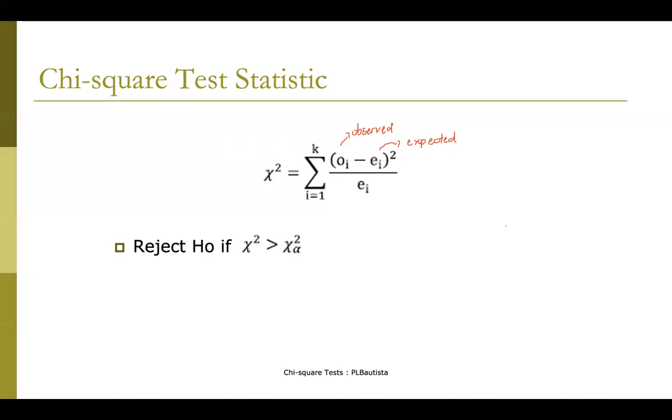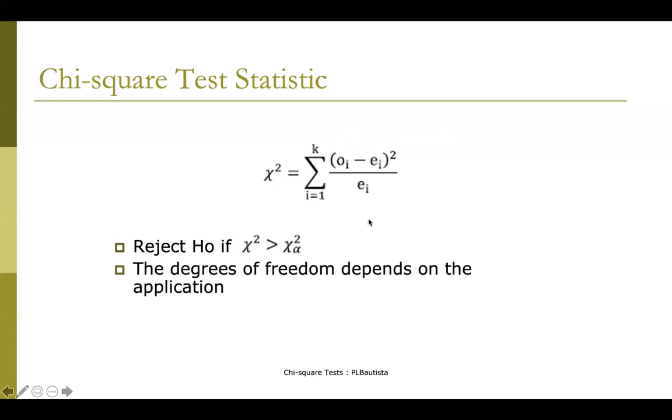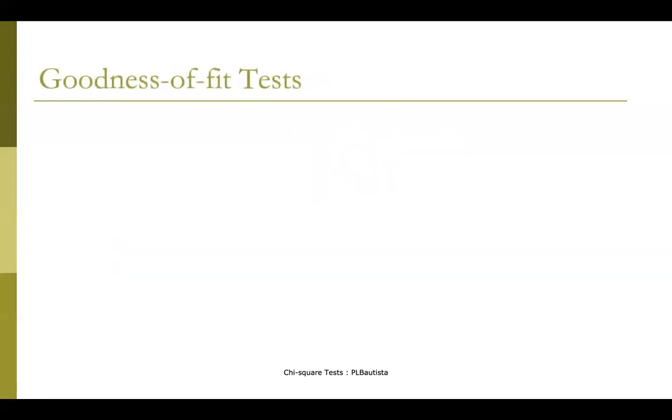Next, for the critical region, for any of the chi-square test statistics that we are going to discuss today, the rejection criteria is given by chi-square greater than chi-square alpha, while the degrees of freedom to be used will depend on the application. So we will show later which degrees of freedom to use for each application. So to illustrate, we start with the goodness of fit test. So this is the first application.